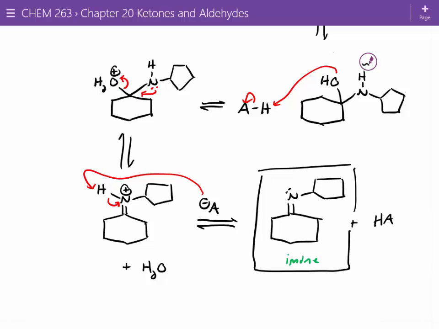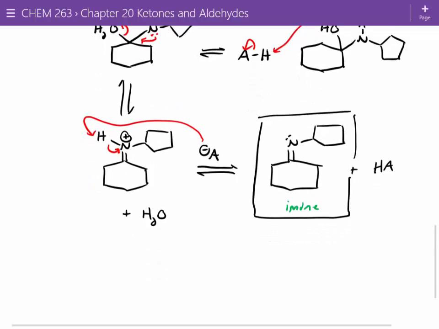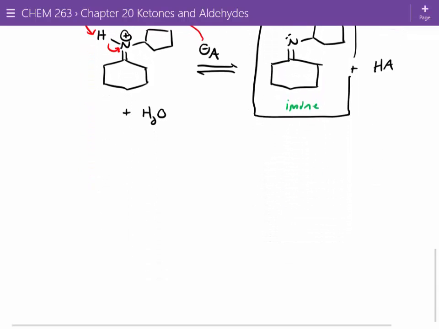So these are pretty useful reactions. Like I said, with acetals, hemiacetals, imines, any of these, if you add water, you can drive it in the reverse direction. All right, now let's switch gears and talk about secondary amines. Because the mechanism is slightly different.